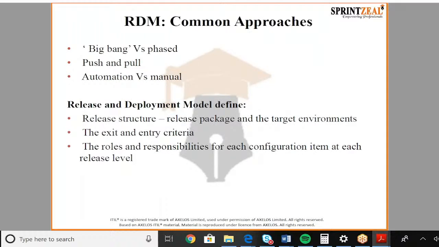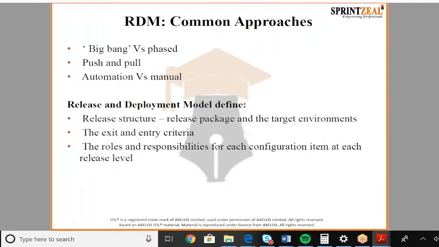Common approaches to release and deployment management. There are three: big bang versus phased, push and pull, automation versus manual. Release and deployment models define the release structure, which is the release package and target environments, the exit and entry criteria, very, very important, and the roles and responsibilities for each configuration item at each release level.